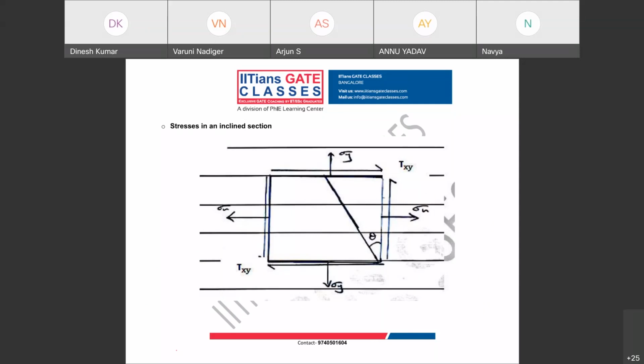Briefly, have you guys heard about stress transformation? Yes, sir. Okay, good. Most of you will have studied this in strength of materials. You might have used a triangular element and found the normal stress on that inclined plane and the shear stress. Am I correct? Yes, sir.